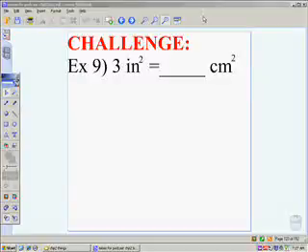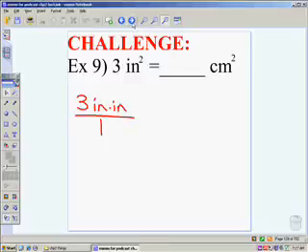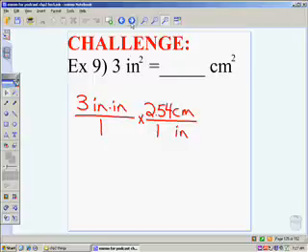Example 9. We want to convert an area unit. This isn't just plain inches, this is inches squared, and so that adds an extra little bit of complication to the problem. So instead of writing inches squared, we're going to write the inches as separate units multiplied together. Then we're going to multiply by a ratio to change the inches to centimeters.